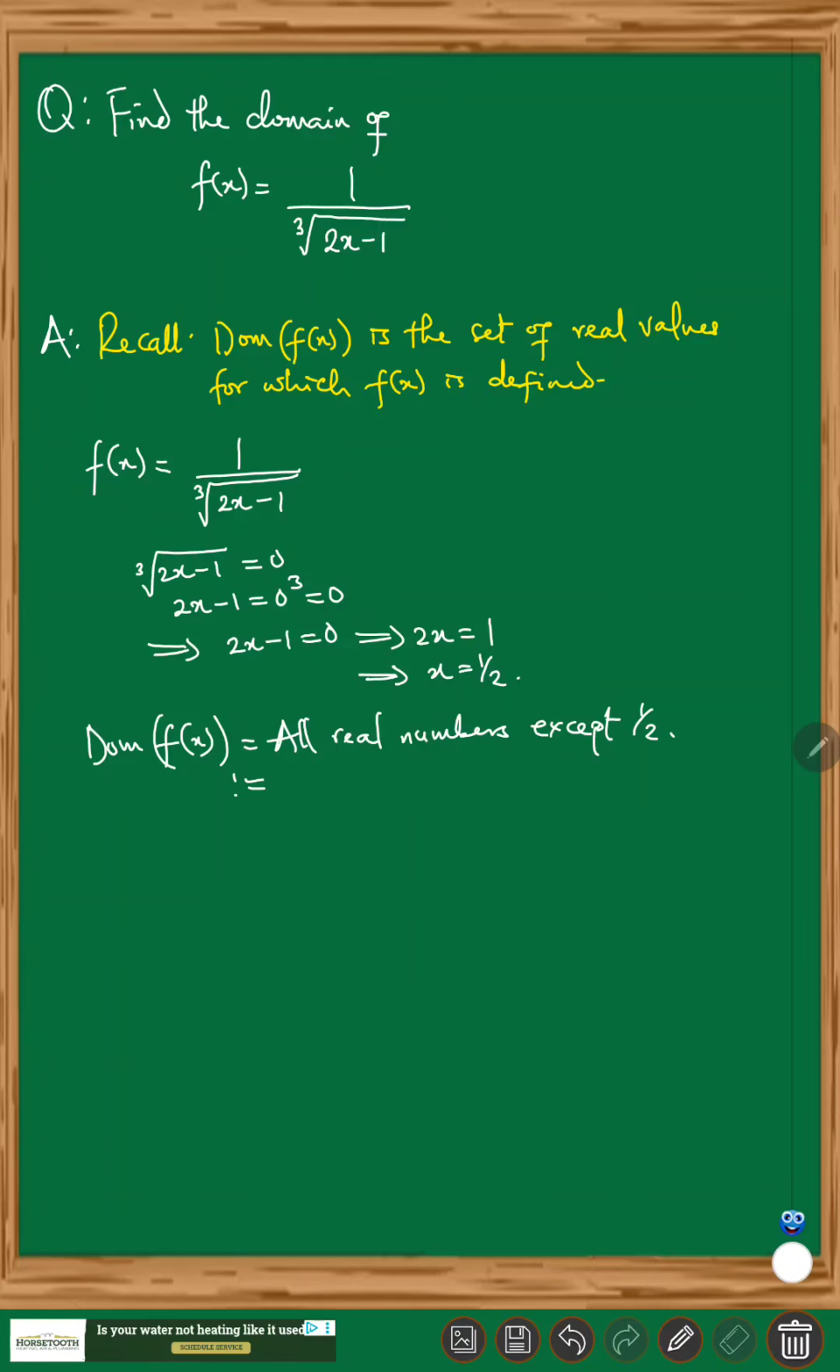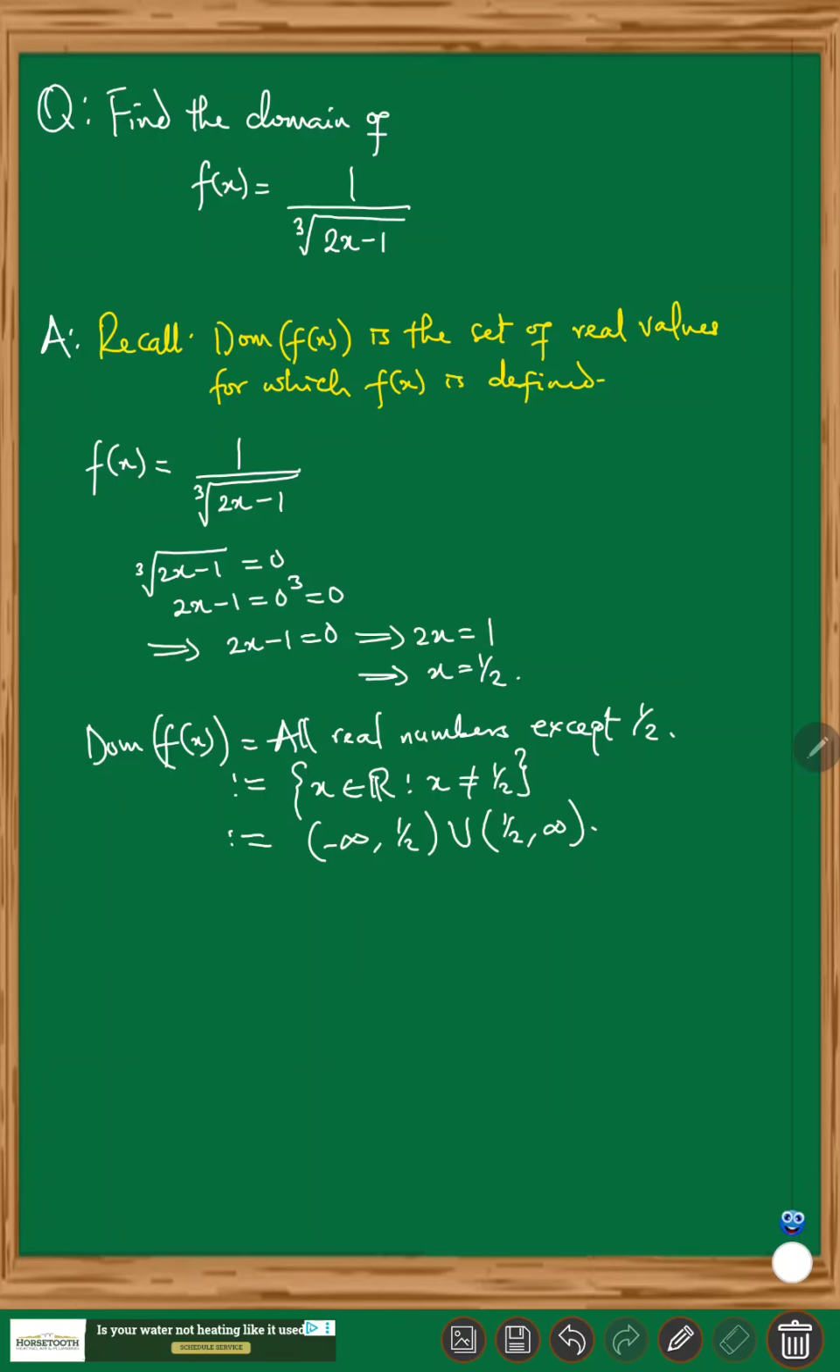So we either write that as x in real such that x is not 1 over 2. We either write it that way, or in interval form, that means negative infinity to 1 over 2 union 1 over 2 comma infinity. And that is it.